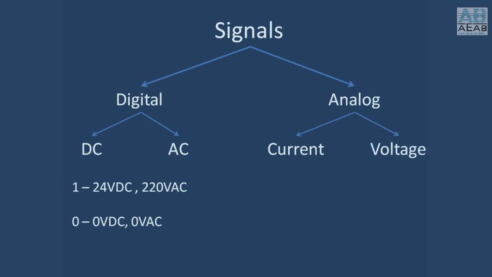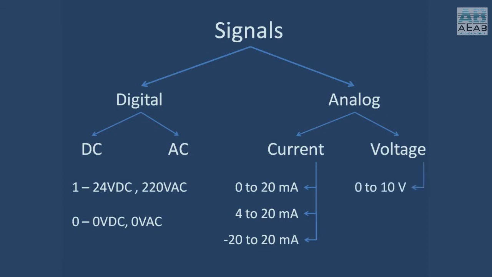In case of current signals, PLC uses 0 to 20 mA range or 4 to 20 mA range or negative 20 to positive 20 mA range. And in case of voltage signals, PLC uses 0 to 10 volts range and negative 10 to positive 10 volts range.